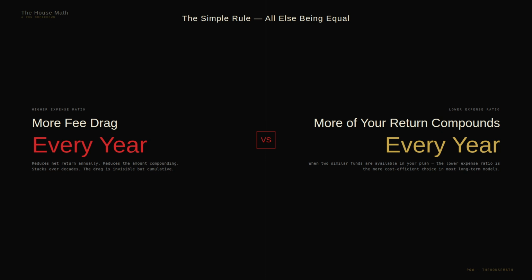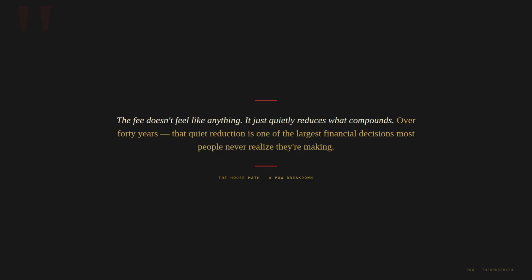Front-end or back-end loads. Some funds charge a sales commission when you buy or sell shares. These are less common in 401k plans than in retail accounts, but worth checking for if your plan includes funds from certain providers. The fee doesn't feel like anything. It just quietly reduces what compounds. Over 40 years, that quiet reduction is one of the largest financial decisions most people never realize they're making.